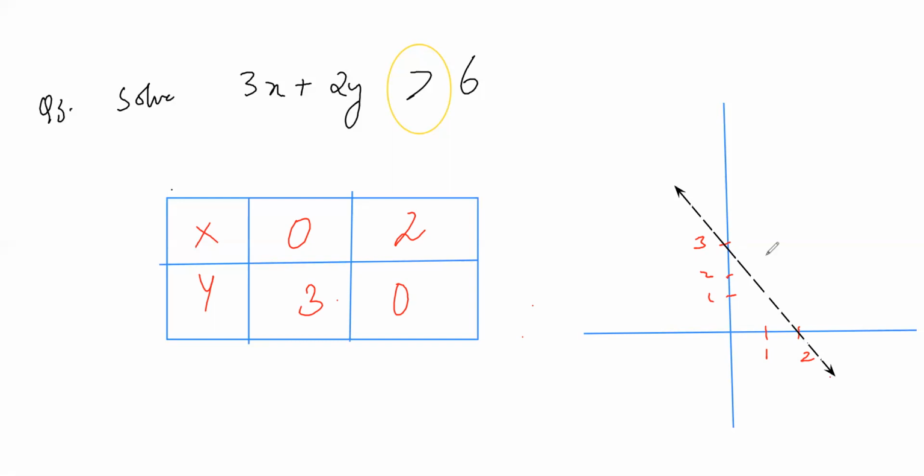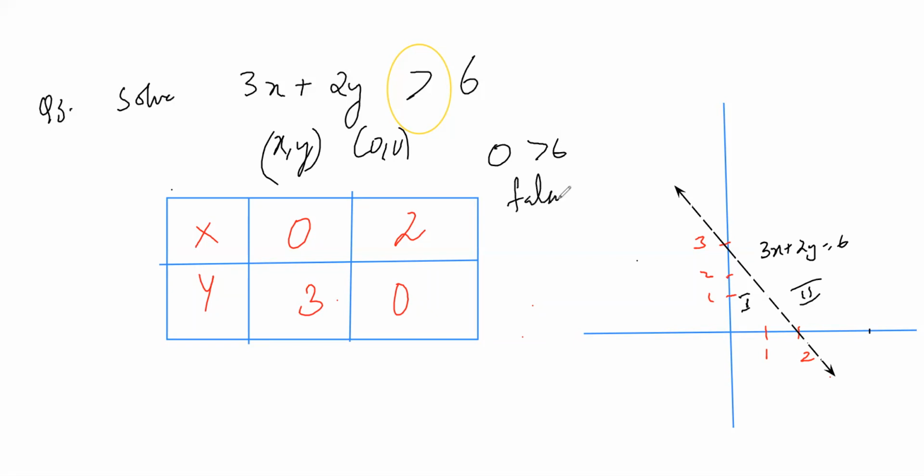This line is 3x plus 2y is equal to 6. But if it is greater than 6, put x and y as 0 in this equation. 0, 0: is 0 greater than 6? The answer is no. This is the first plane and this is the second plane. The answer is false, so shade the second plane. That's it.